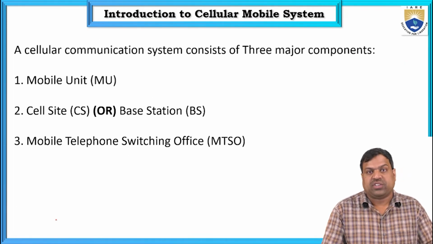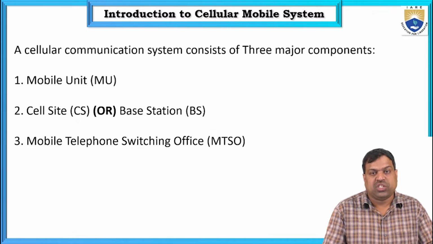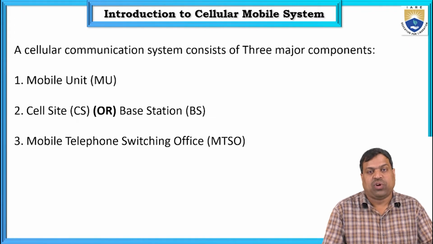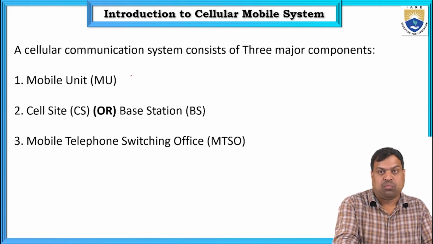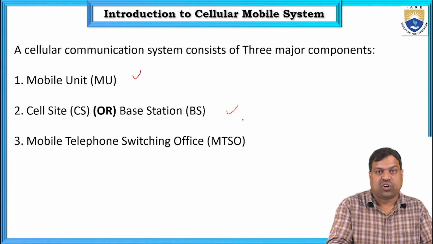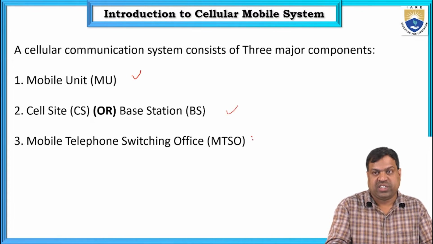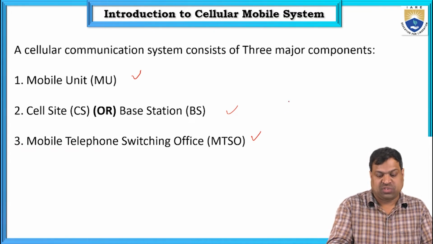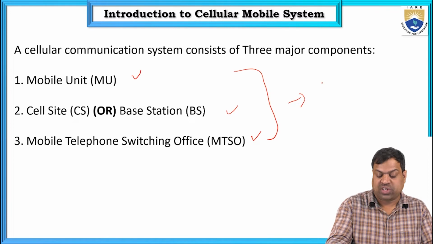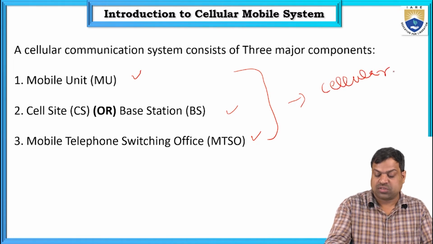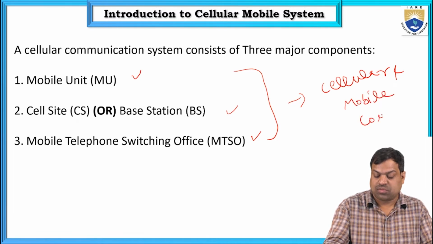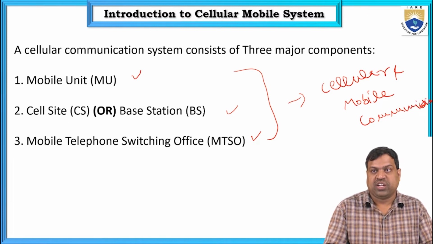And what are the components? What are the major components in the cellular mobile communication system? There are three major components in cellular mobile communications. The first one is a mobile unit. Another one is a cell site or base station. Another one is the MTSO, which has a major role. So what are the three major components helpful for cellular mobile communication? What is the relation of these three to cellular mobile communication?